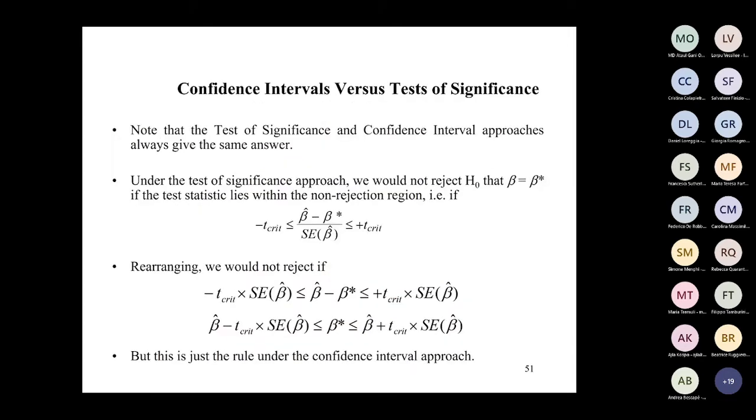So these are the confidence intervals, and the tests of significance would always give you the same results. That's why you would need to confirm this in your project. When you use the t-statistic, when you use the p-value, the conclusion you're going to get is always going to be the same.